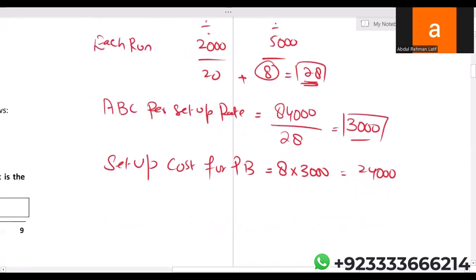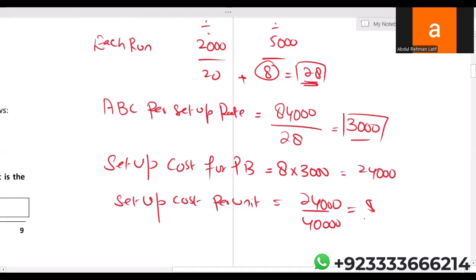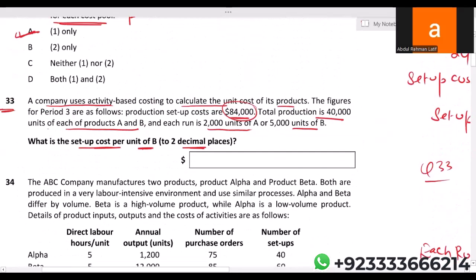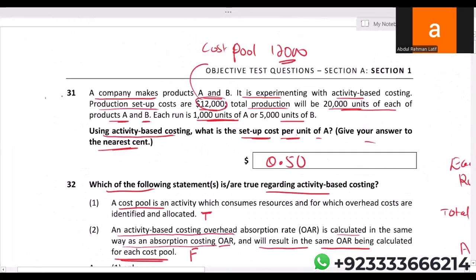How many units are we producing? Obviously 40,000. It is written in the question, and 40 is for each product. So per unit setup cost, now we can easily calculate the setup cost per unit of product B. 24,000 divided by 40,000. So 24 divided by 40. Students, I'm getting $0.60. Both the questions are similar, 31 and 33.